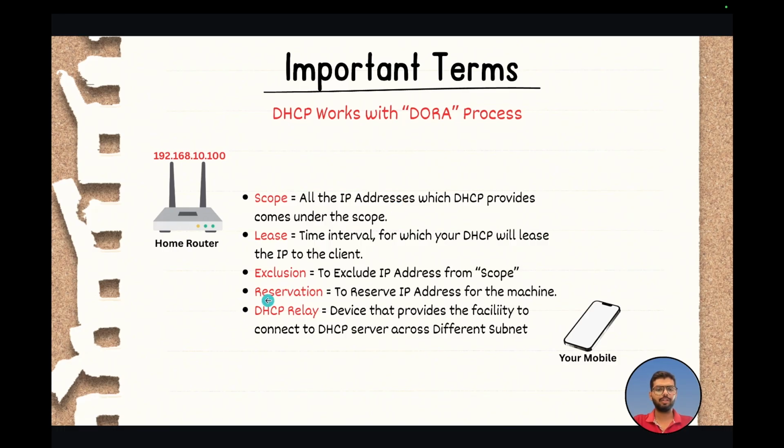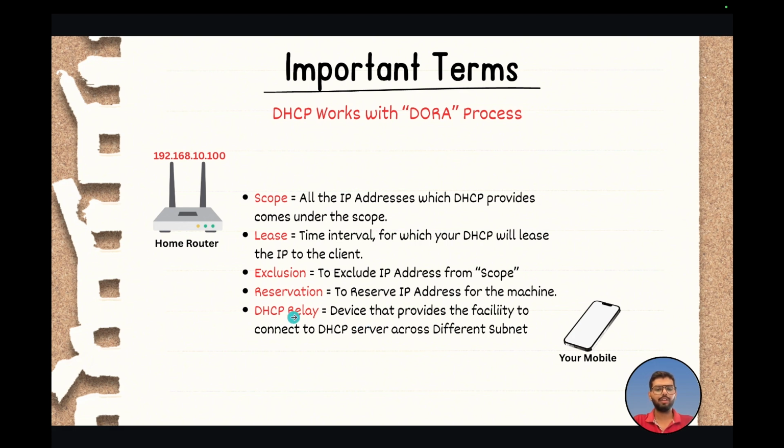That's called reservation. Then DHCP relay. This is a very important term for you to understand, because a DHCP relay is nothing but a device that provides the facility to connect to a DHCP server across different subnets. Let's say your home router and your mobile are in the same network, but we have multiple networks, multiple routers in between your mobile and the DHCP server. So the DHCP relay will just transfer, or forward, your DHCP discover packet to that particular subnet.